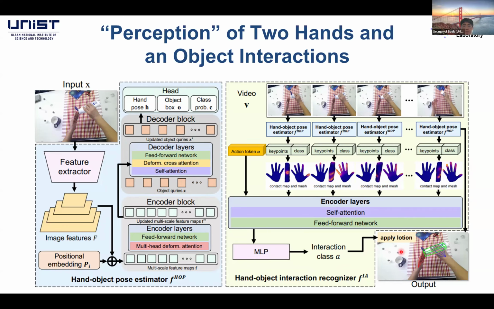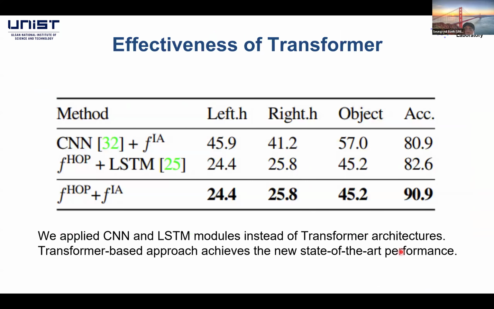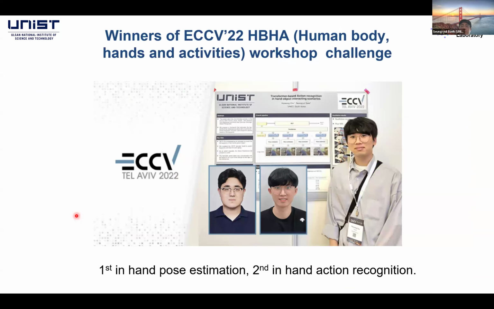So this is a very simple architecture, but at that time CNNs prevailed. So we first made a transformer-based unified architecture for understanding this challenging problem. That was our contribution. I will skip this. We won first place in the ECCV hand pose estimation challenge: first place in hand pose estimation and second place in hand interaction recognition using a single pipeline.